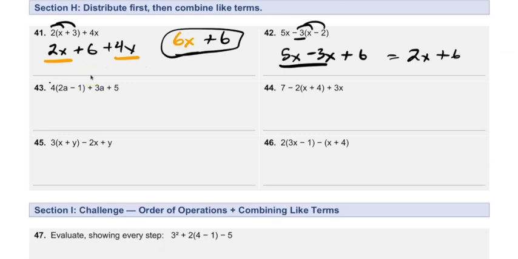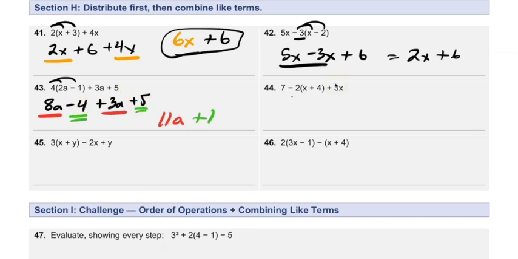Down here, distribute that 4. So 8a minus 4. 4 times 2 is 8. 4 times negative 4 is negative 4. Write the rest the way it is. Then it's add like terms. 4a plus 3a is 11a. And then negative 4 plus 5 is positive 1. Again, different signs. 5 minus 4 is 1. Take the sign of the bigger number.